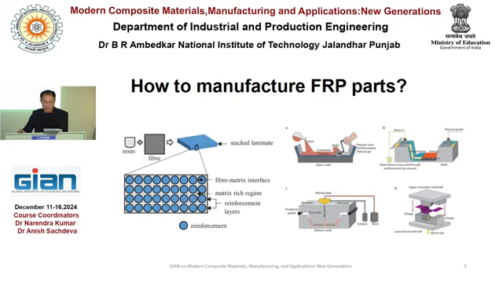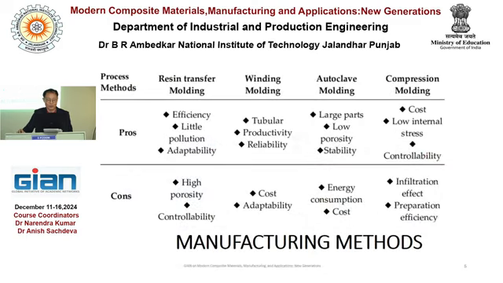There are many different kinds of manufacturing techniques. So these are very typical manufacturing processes for composite material: resin transfer molding, so-called RTM, winding molding, autoclave molding, and compression molding. These are four typical processes for making composite materials. Each manufacturing method has pros and cons, of course.